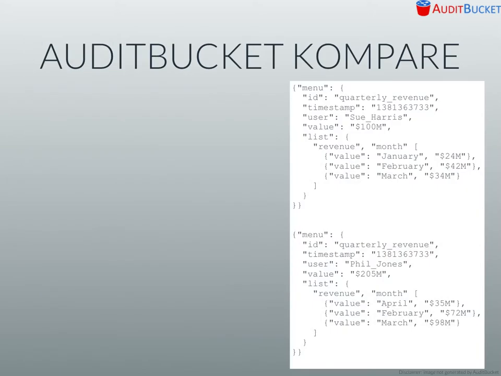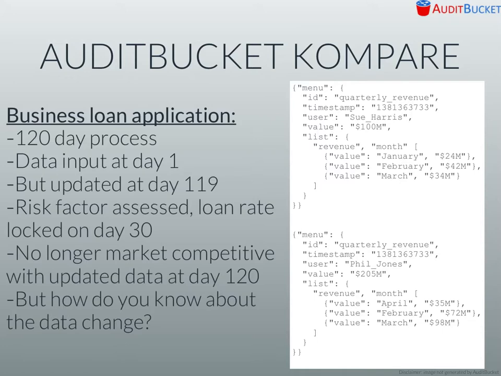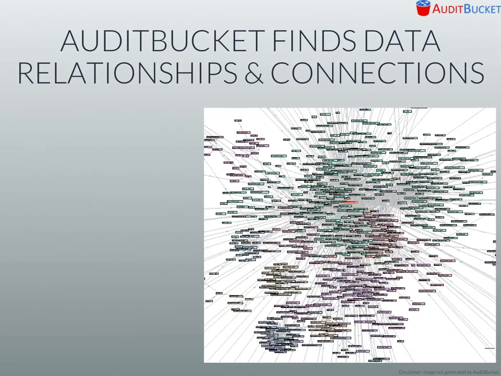Looking at a compare function, you'll see here that there is information input on day 1 and 90 days later with updated quarterly revenue reports. When we think about that in a business loan application, we realize that the loan rate locked in on day 30 is no longer relevant at day 90 or day 120 when the loan is finally approved, because the risk factor and the loan rates should have changed based on the quarterly revenue. But how do you know about this if you can't compare the data over time?